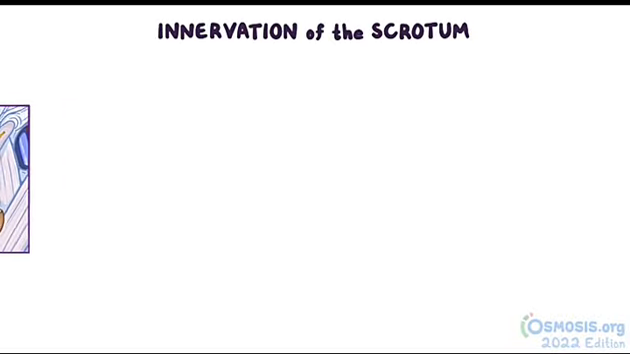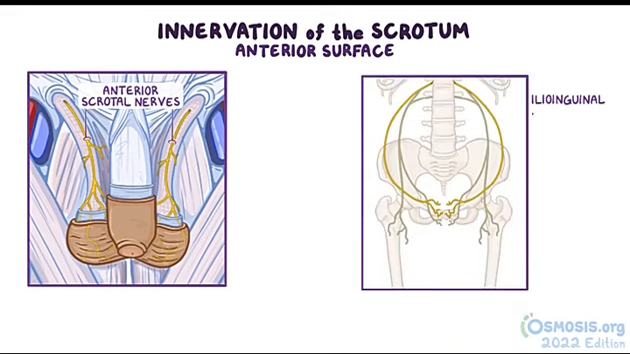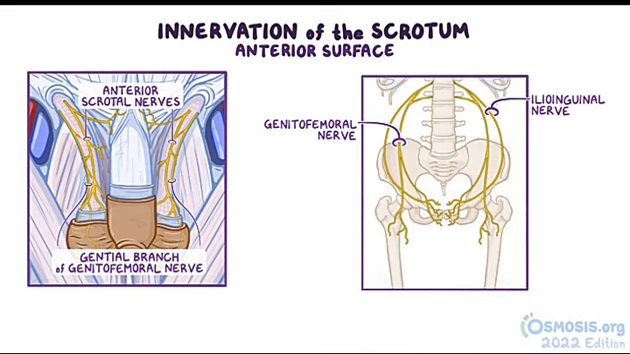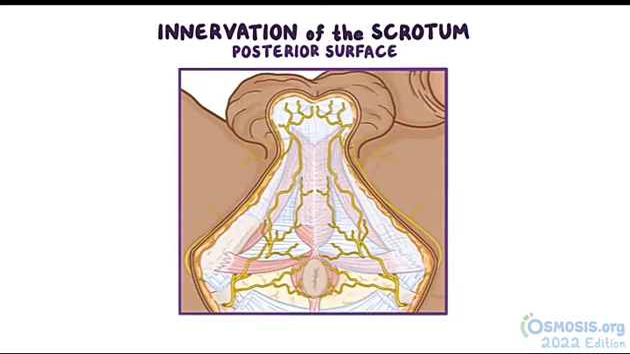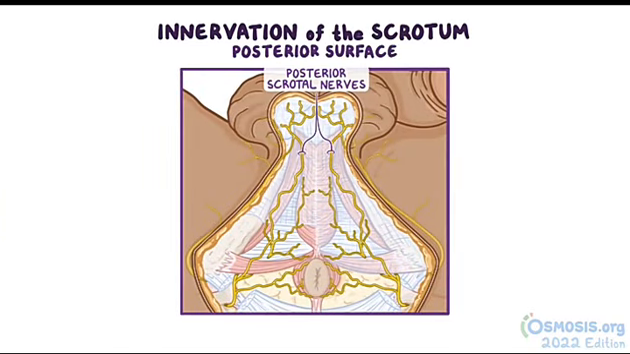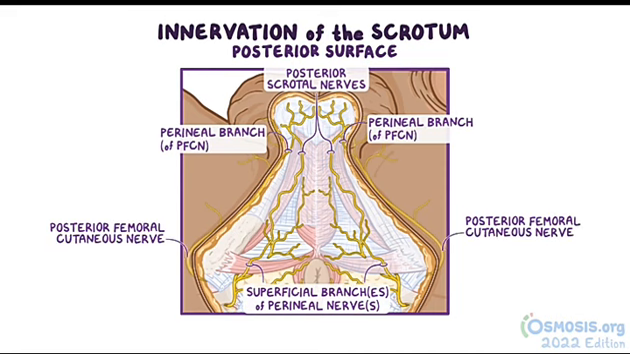Finally, the innervation of the scrotum also differs between the anterior and posterior surfaces. The anterior surface of the scrotum is supplied by the anterior scrotal nerves, which arise from the ilioinguinal nerve. The anterior scrotum is also innervated by the genital branch of the genitofemoral nerve. The posterior surface is supplied by the posterior scrotal nerves, which arise from the superficial branch of the perineal nerve and the perineal branch of the posterior cutaneous nerve of the thigh.